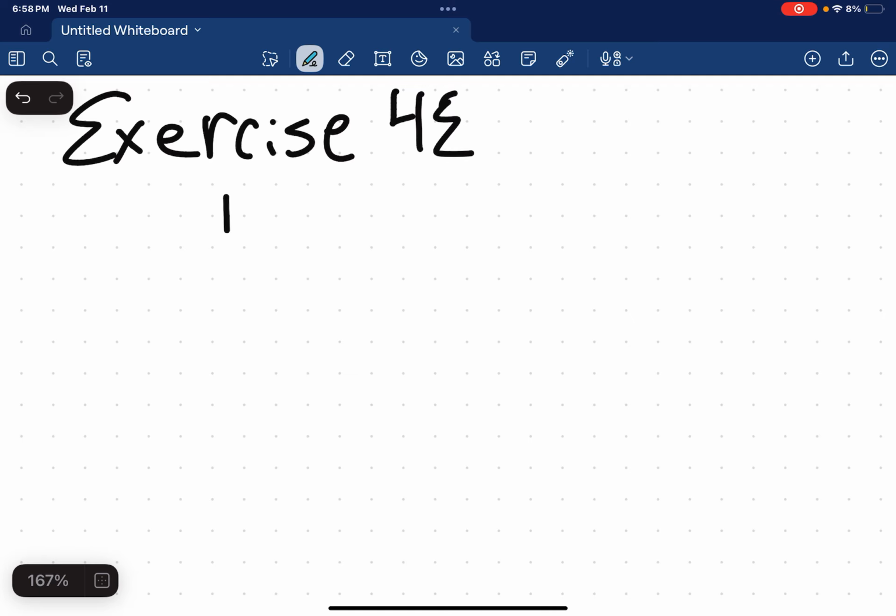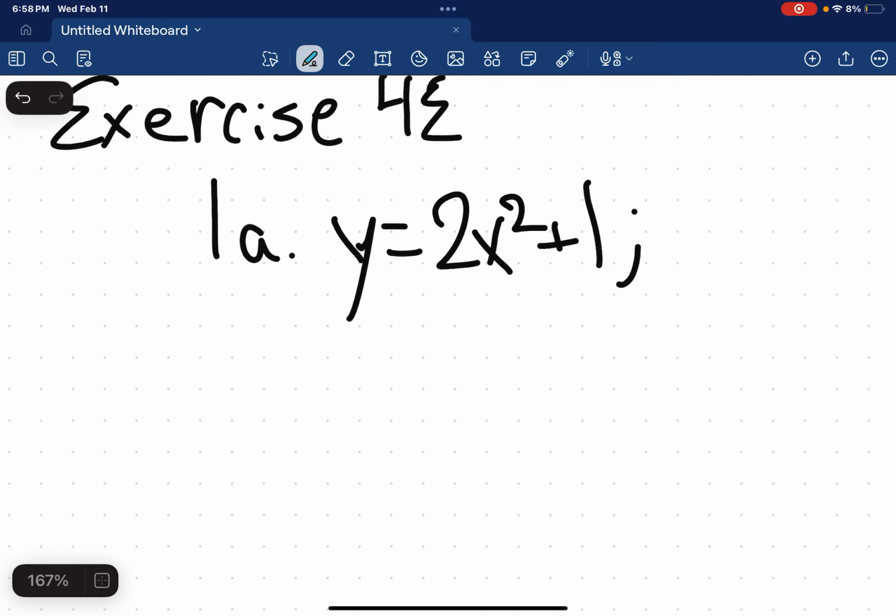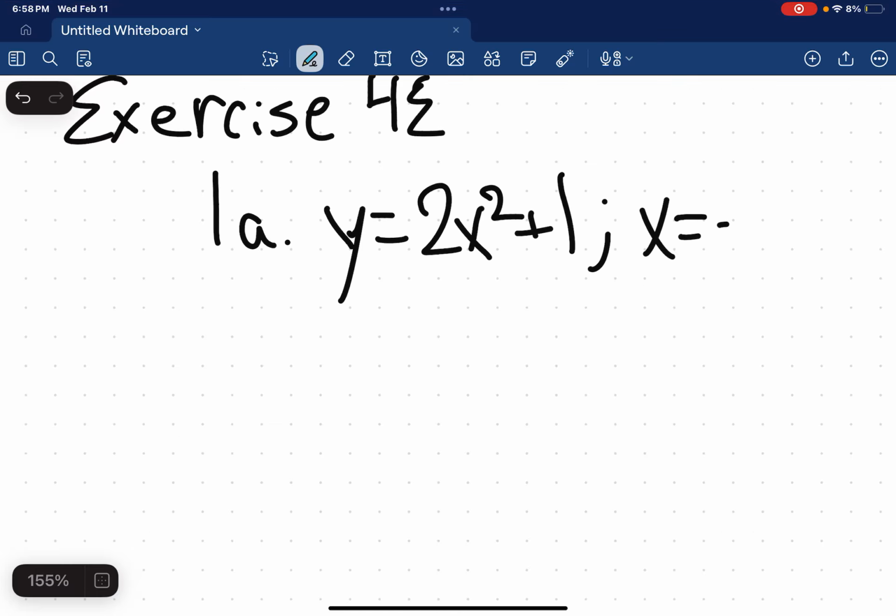Today we're doing exercise 4E. Looks like this exercise is all about gradients and slopes, so let's go ahead and start. Question 1 gives us a function, y equals 2x squared plus 1, and it asks us to find the gradient at the point x equals negative 1.